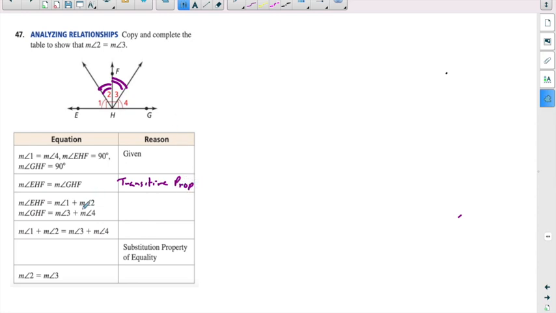From there, they write it a little bit backwards, but they say angle EHF is equal to angle 1 and angle 2. Likewise, angle GHF is angle 3 and angle 4. So we've seen that before. That's angle addition postulate.